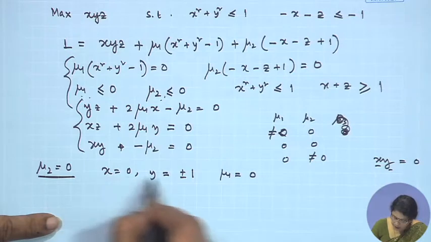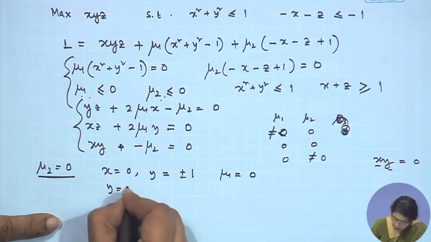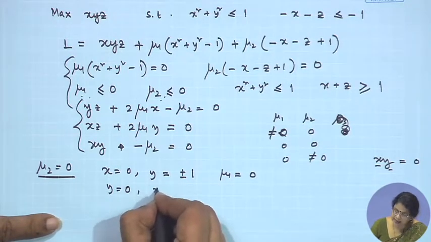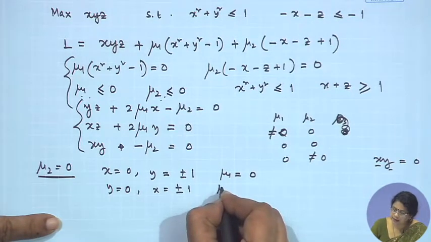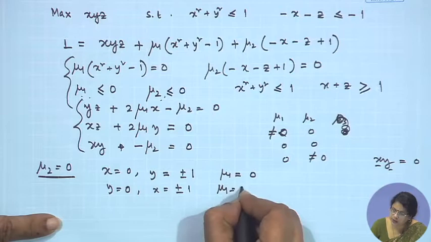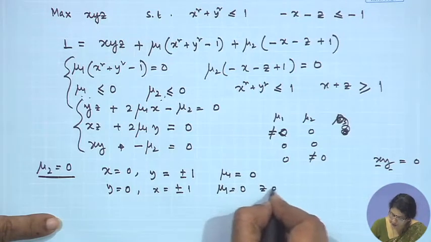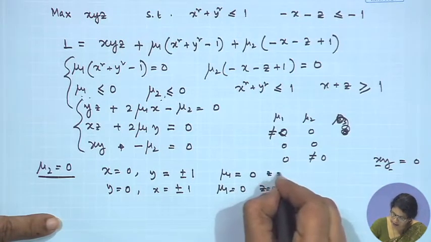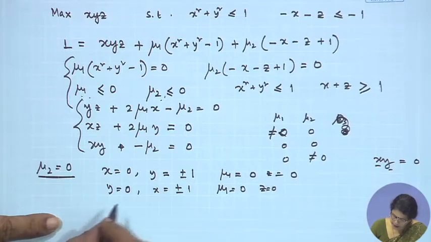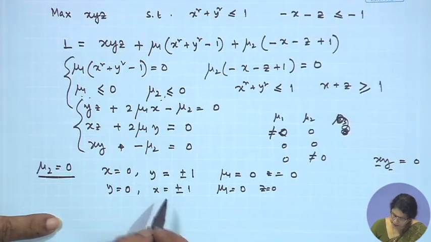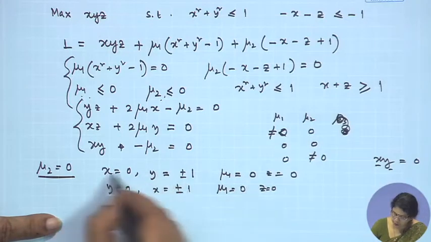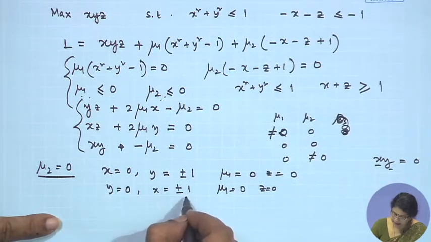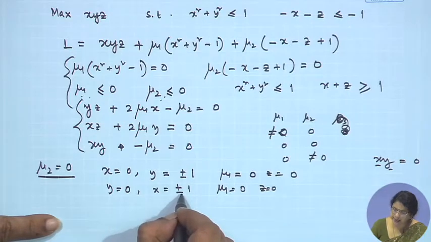If x equal to 0, we get this. If y equal to 0, we get another set of values, x equal to plus minus 1, mu 1 equal to 0 and z equal to 0. Here also z is equal to 0. If you substitute the values here, x plus z greater than 1 is not satisfied in both the cases. In the second case it is satisfied.